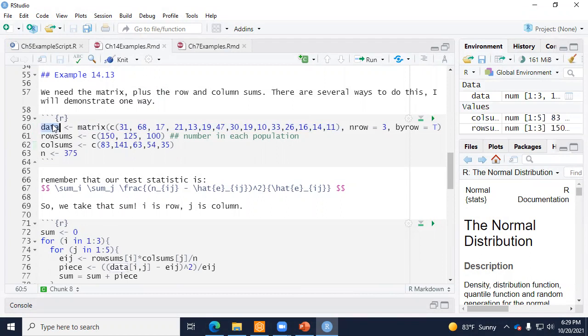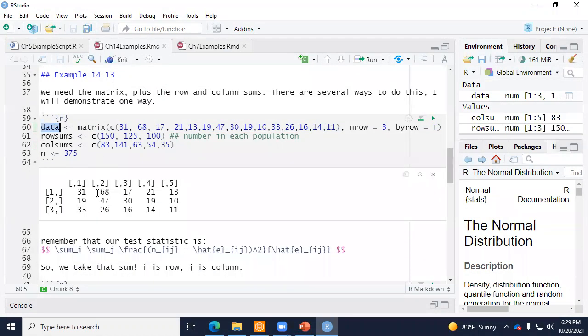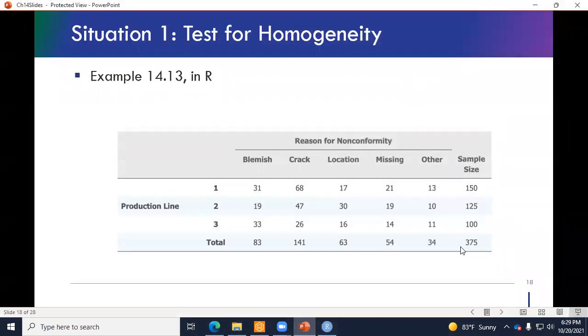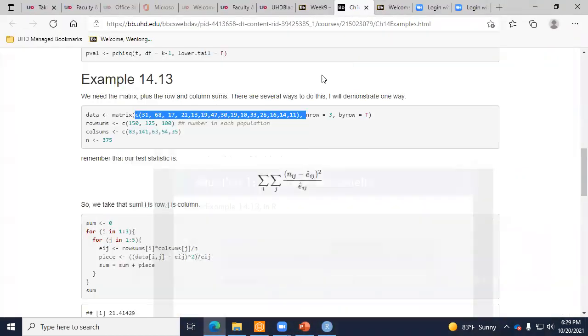So I just basically want to show you what the data looks like. I put the data into a matrix of 3x5. And I also gave it the row sums and column sums directly, where you can also do the sum in R. And total N, those numbers I just got from the slides, right? From here. Okay.